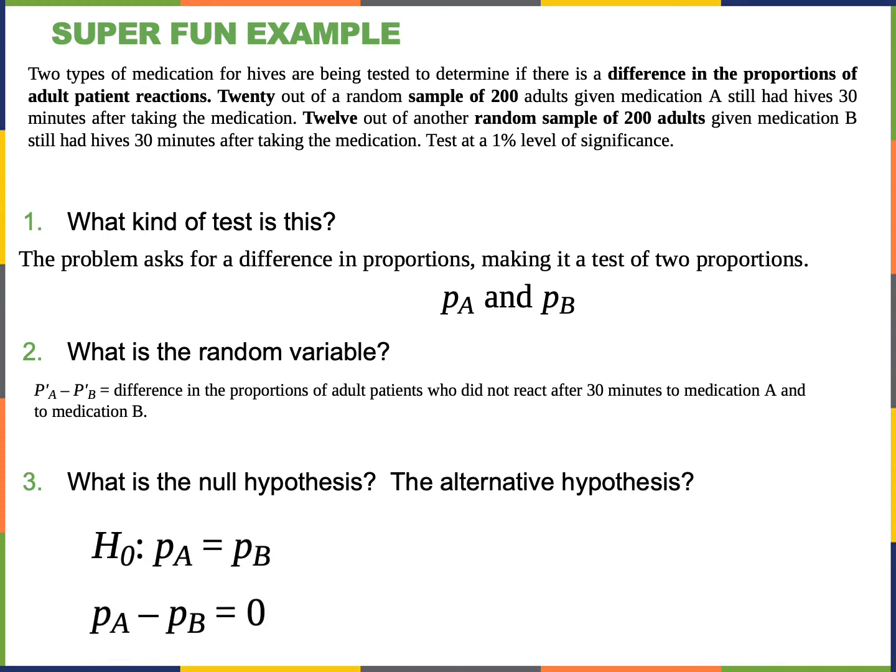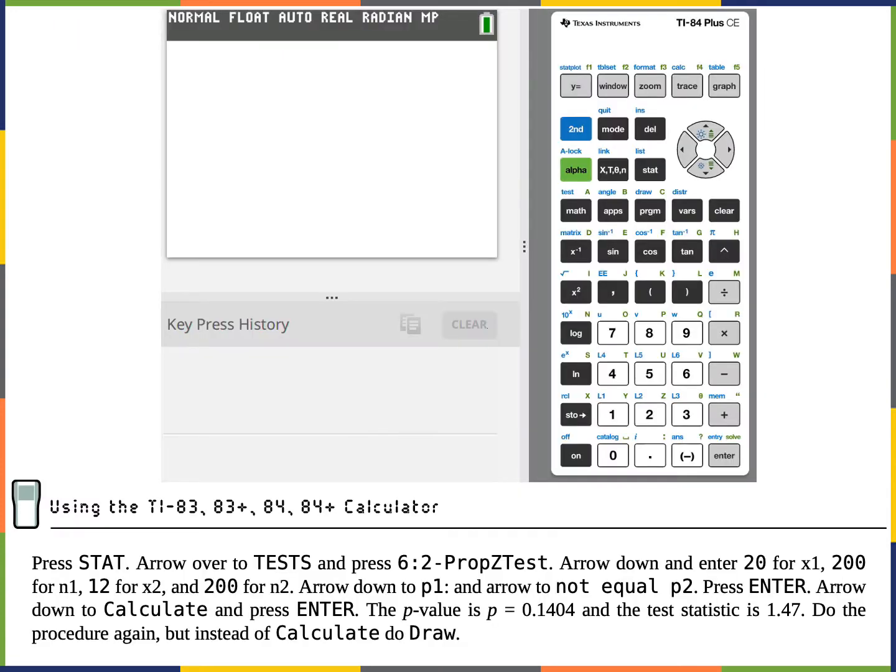What's the null hypothesis and the alternative? Well, the null would be that they're equal, in other words, that the difference is equal to 0. And because it wants to know if there is a difference, the alternative hypothesis would be that they're not equal to each other, therefore different. Okay, so let's do the test here.